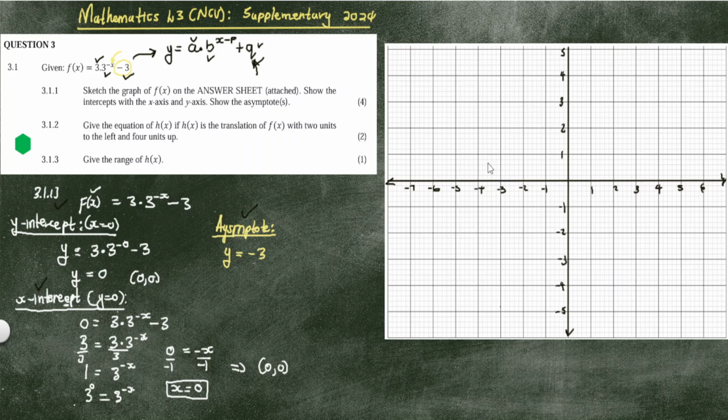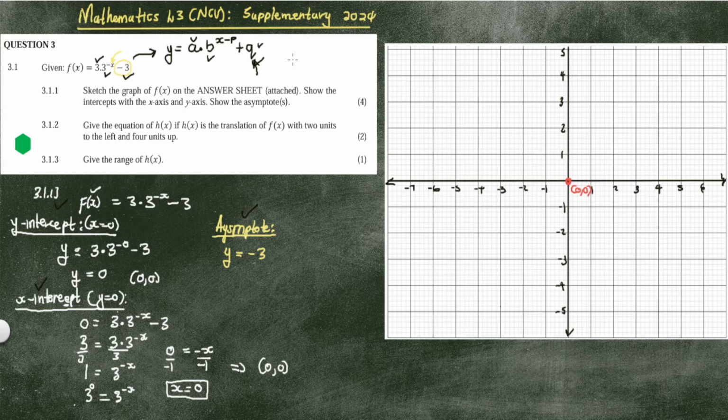So let's bring this grid. Let's plot the first point. Let me use red. The first point is this (0; 0), and it also happens to be the y-intercept and the x-intercept as well. So this is the point where both the x- and y-intercepts converge.